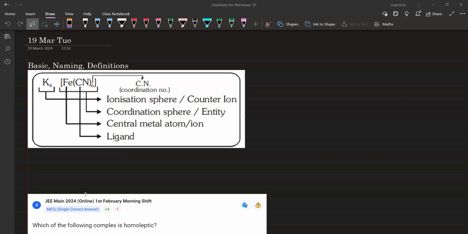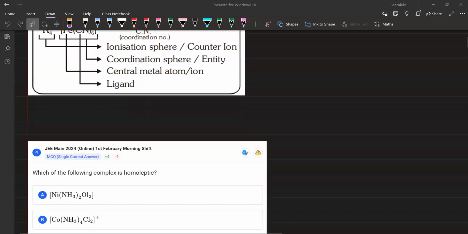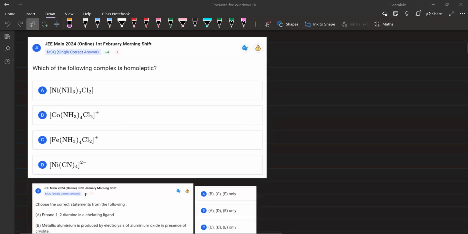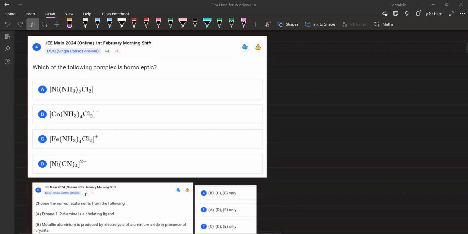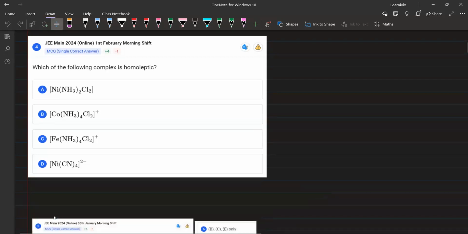Let's go. The first question that we have: which of the following complexes is homoleptic? I hope you remember homoleptic. If not, I will give you 1 minute for this question. Those who can answer would know what homoleptic is, and if you don't know what homoleptic is, then I will explain it to you.